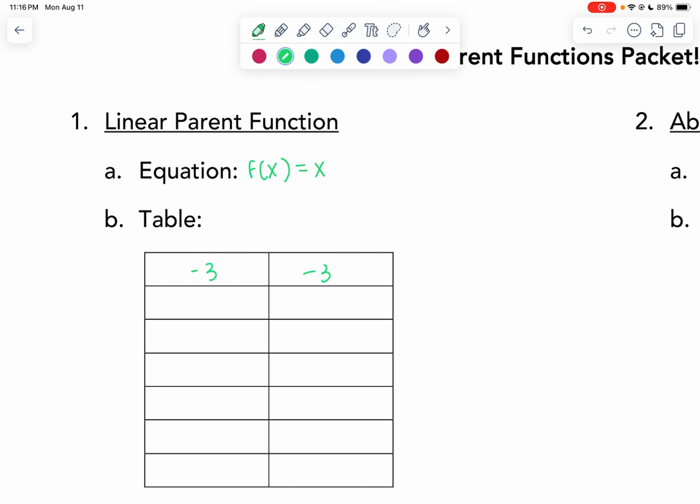If I plug in -2 for x, well then y would also be -2. If I plug in -1 for x, then y would also be -1, and now you're starting to get the picture. So just remember that f of x is the same thing as y. If I plug in 0, I'm going to get 0. If I plug in 1, I'll get 1 and 2 and 2 and 3 and 3.